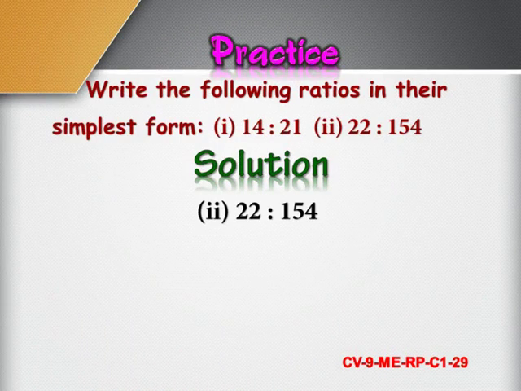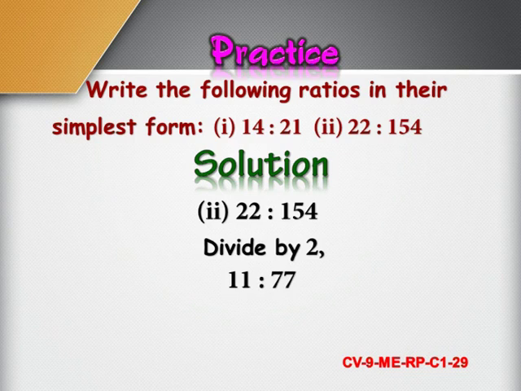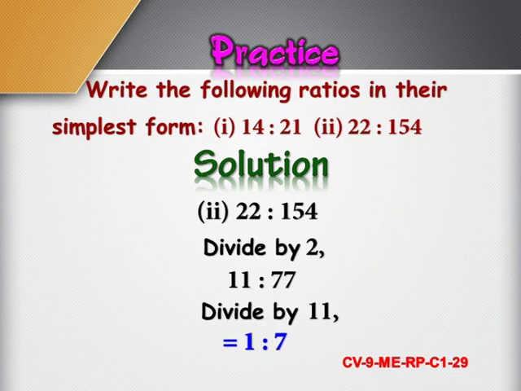Second, 22:154. For this, the solution is divide both the terms by 2. We get 11:77. Again, divide both the terms by 11. We get 1:7. This is the simplest form of 22:154.